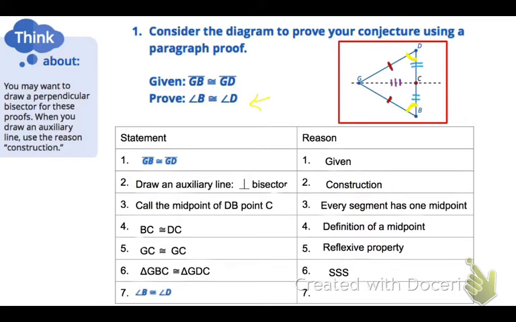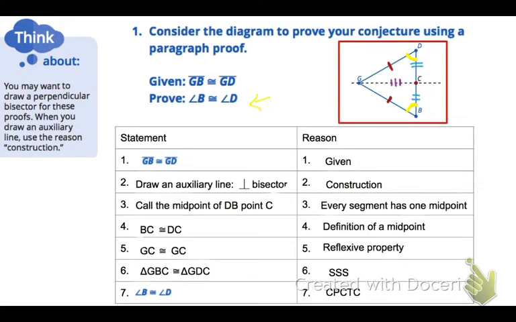And the reason for that is CPCTC, because corresponding parts of congruent triangles are congruent. So that's what that acronym stands for. As soon as you tell me these are the exact same triangles, you can then say that every single part of these two triangles is going to be exactly the same.